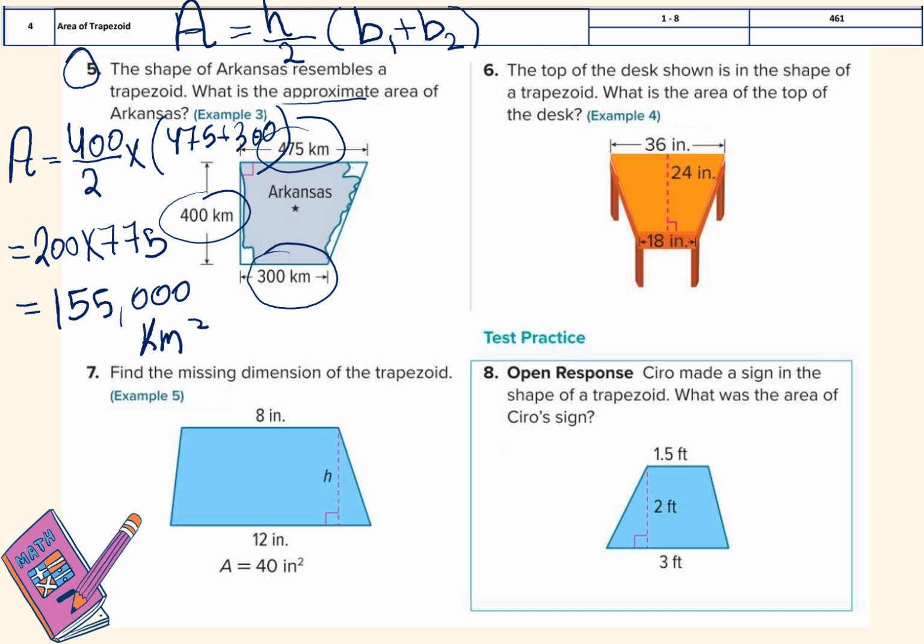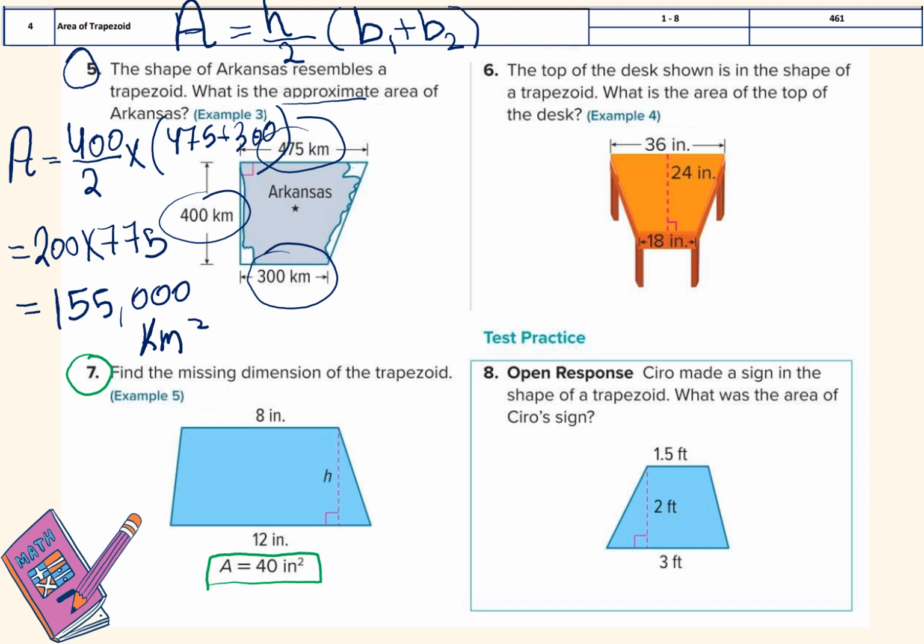Using exactly the same method, you're going to find the area of the trapezoid in questions 6 and 8. Now, let's introduce another idea. What if the area is given and another dimension is missing? As you see here in question 7, find the missing dimension of the trapezoid.